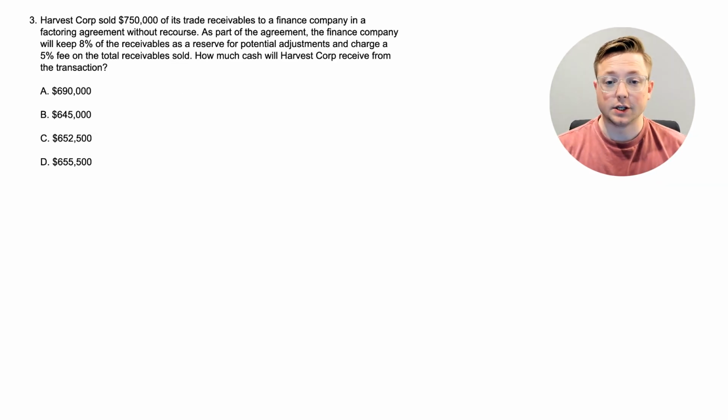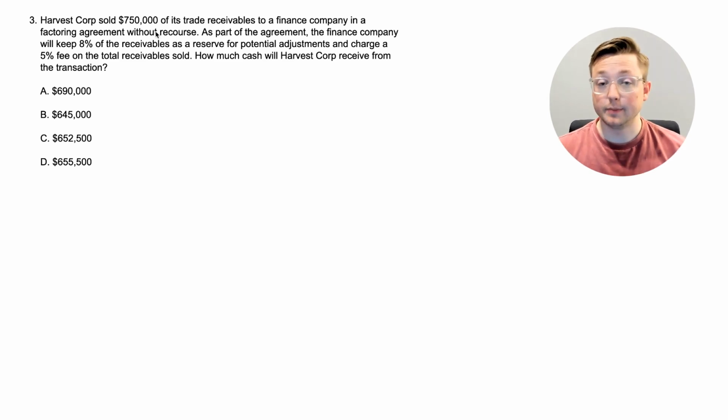All right, here we are at question 3. How much cash will Harvest Corp receive from the transaction? It looks like I didn't bold that. That's all right. So we're trying to figure out how much cash they're going to receive. Let's see what's happening to see why they would be getting cash. Harvest Corp sold $750,000 of its trade receivables to a finance company in a factoring agreement without recourse. Okay, so we just learned about that.